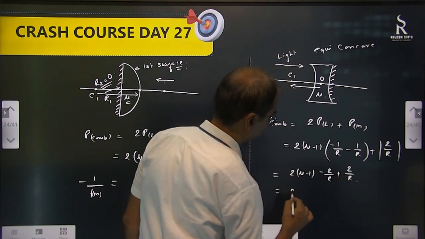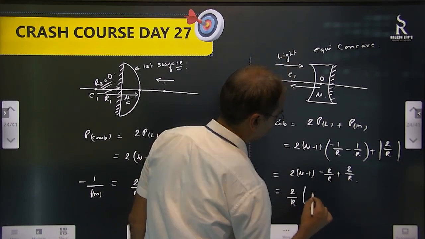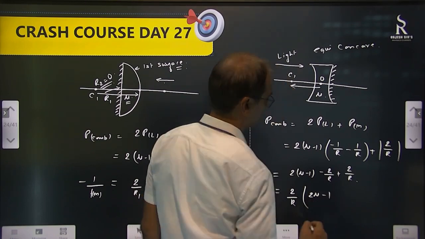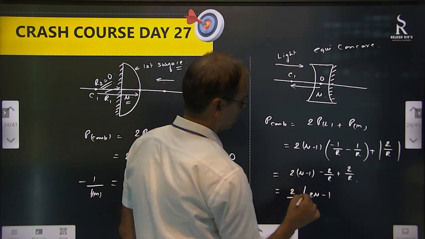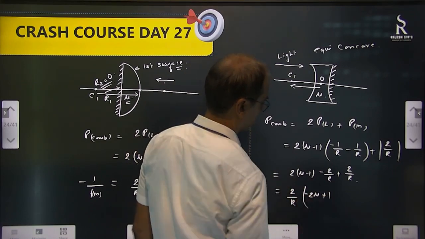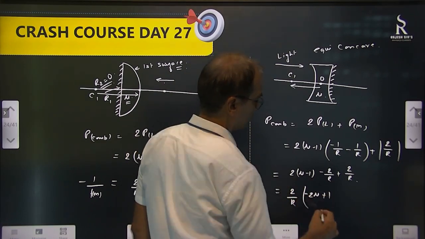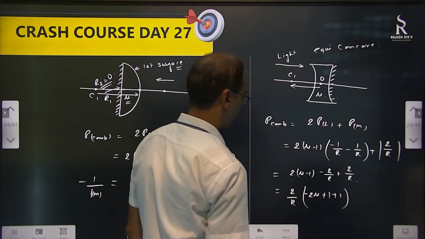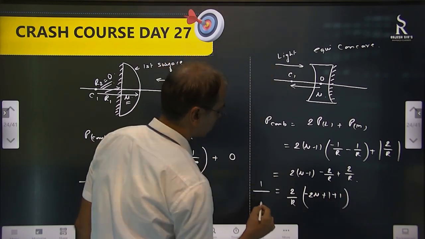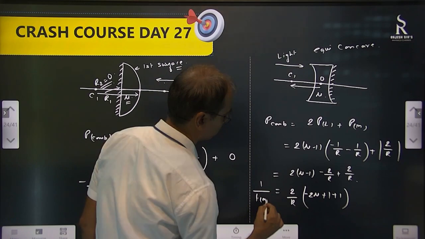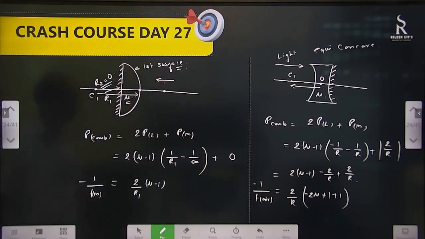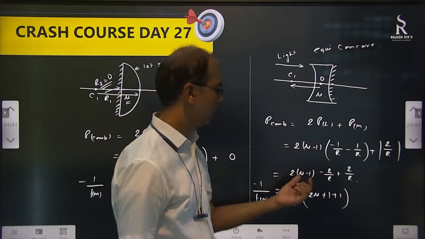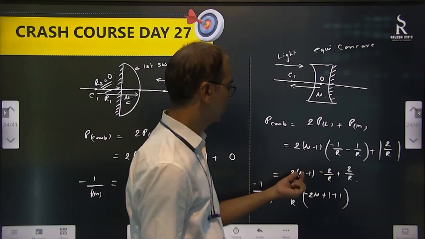2 by R you have taken common. 2 mu minus 1. No. Minus 2 mu plus 1 plus 1. This is 1 by focal length of the mirror, minus. I hope I have done it correctly. 2 by R I have taken common. So minus 2 mu plus 2.